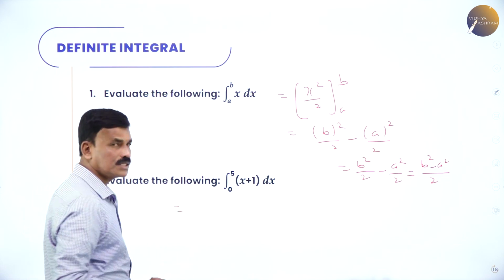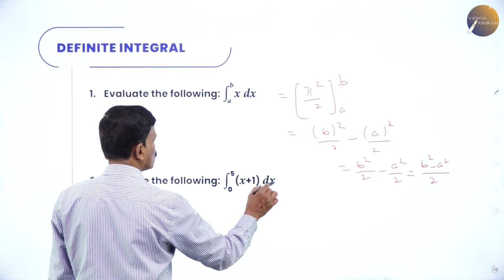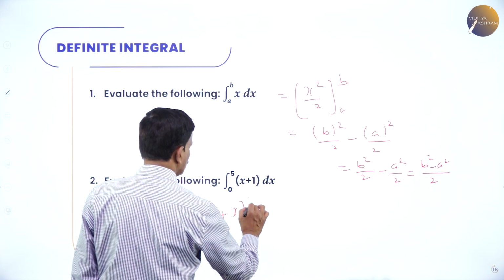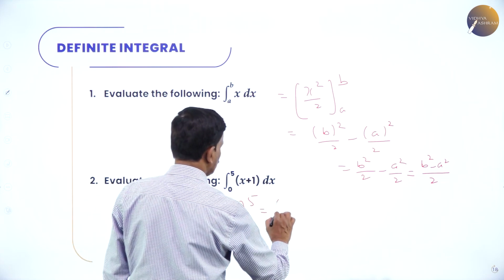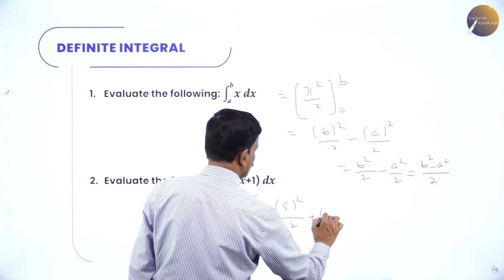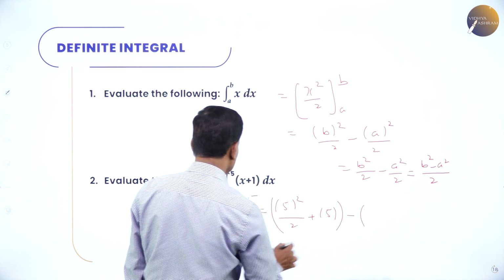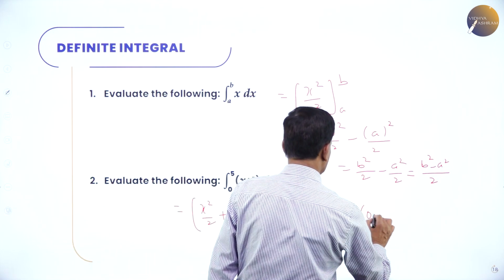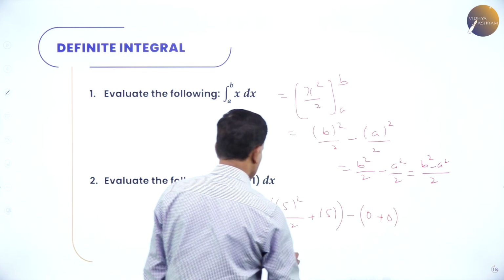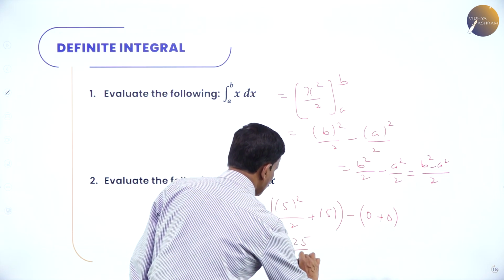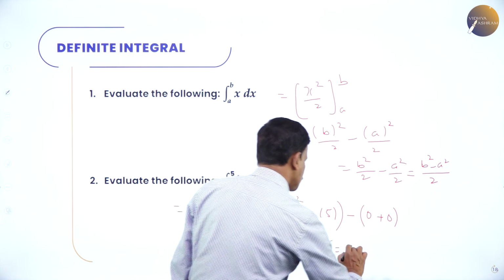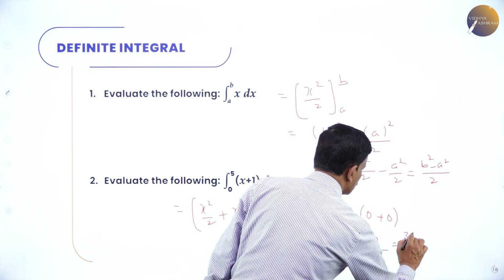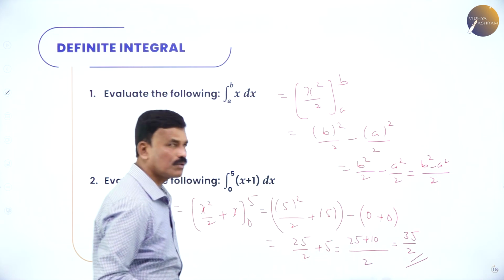Similarly, let us take one more question. Evaluate integral 0 to 5 of x plus 1 dx. Integration of x is x square by 2, integration of dx is x, between limits 0 to 5. First apply the upper limit: 5 square by 2 plus 5, minus the lower limit: 0 square by 2 is 0, plus 0. So this is equal to 25 by 2 plus 5 minus 0. Take LCM, 2 is the LCM: 25 plus 5 twos are 10, that is equal to 35 divided by 2, the simplified answer.